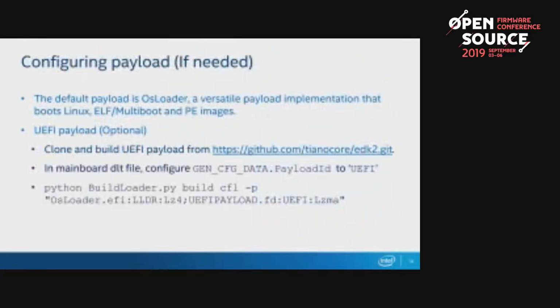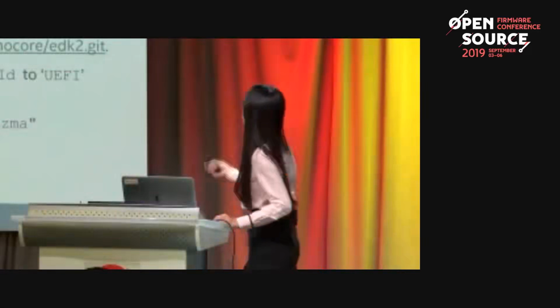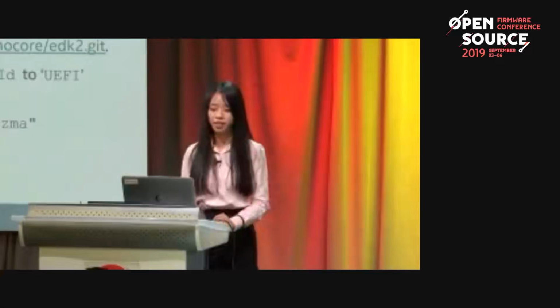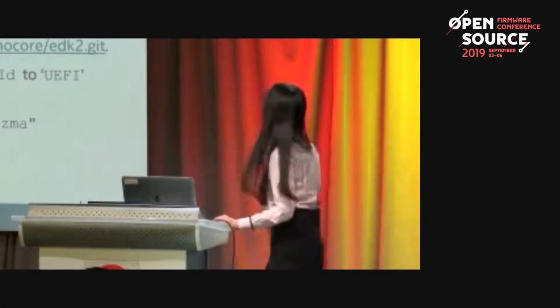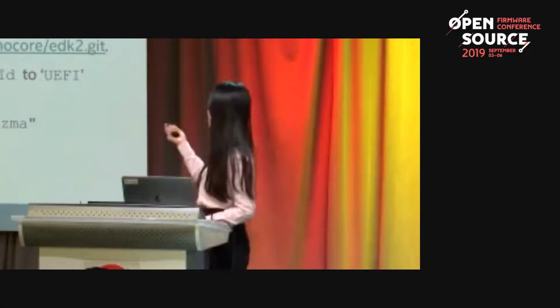Okay, all right. The Slim Bootloader, by default, supports the OS loader that can boot Linux, ELF, multiboot, for example Android and hypervisor, and PE images. So if you want to boot with the UEFI payload, you have to clone the payload from the GitHub repository called EDK2, and build it. And in the Mainboard Delta file, you can change the payload ID to UEFI. And lastly, you build it with the command stated.